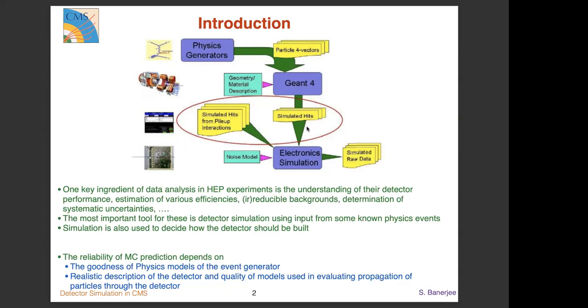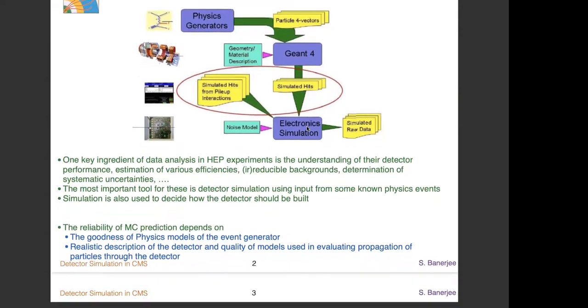Now, the reliability of the Monte Carlo prediction depends obviously on the goodness of the physics models of the event generator, and also on a realistic description of the detector and the quality of models used in evaluating the propagation of particles to the detector. So it's not just the detector simulation code that is important; the goodness of the physics models in the event generator is also equally important.